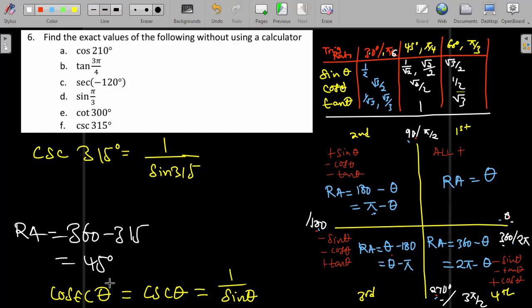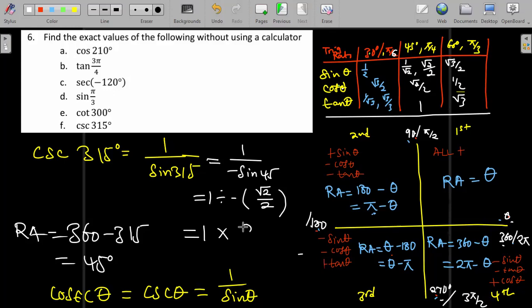Okay, now is the sign negative or positive in the fourth quadrant? We see that it's negative. So this will be equals to 1 over minus sine 45. So it's 1 divided by minus, what is sine 45? Sine 45 is root of 2 divided by 2. So this one here will just be 1 multiplied by 2 over root of 2, of course with the negative there. So the final answer will just be minus 2 over root of 2.